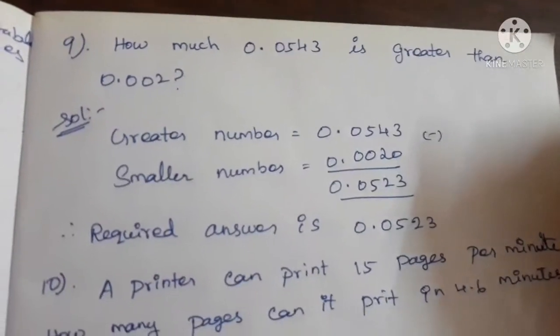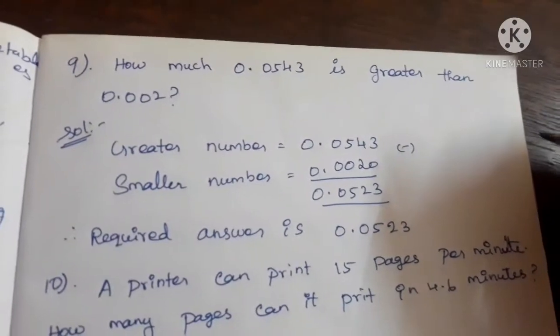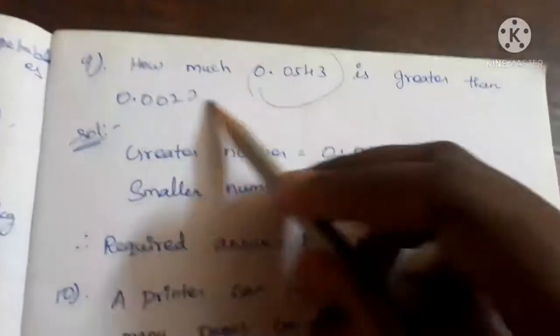Ninth question. How much greater is 0.0543 than 0.002? How much greater means you should subtract this from this.